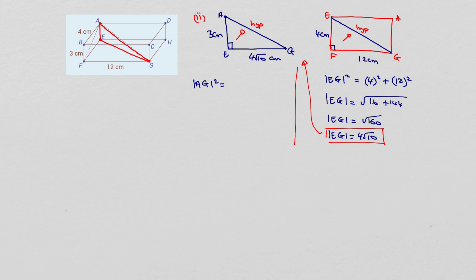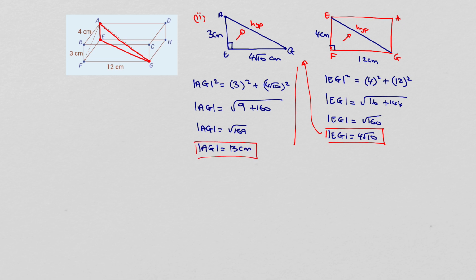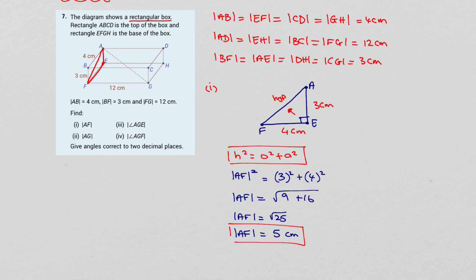So AG squared is equal to the opposite squared plus the adjacent squared. In other words, AG is equal to the square root of 3 squared, which is 9, plus 4 root 10 squared, which is obviously 160. And then AG is the square root of 169. And if I get the square root of 169, I get 13 centimeters. So again, you can see if I had turned 4 root 10 into a decimal, I probably would have ended up with 12.99 or something like that. So now we have part 2 done.